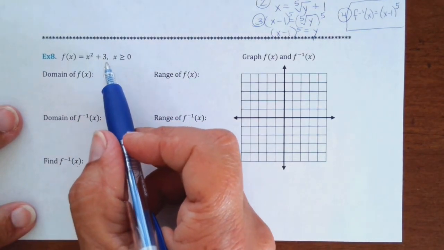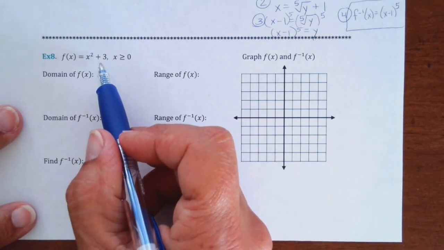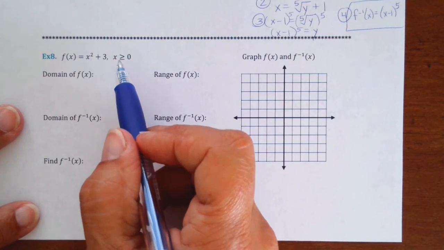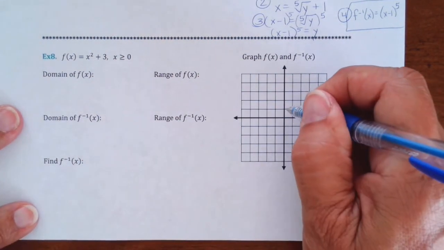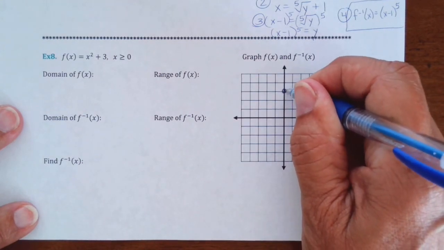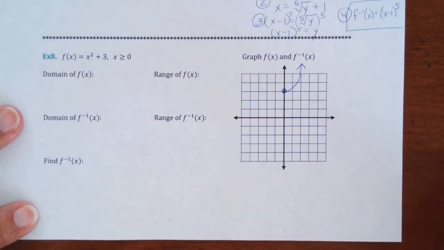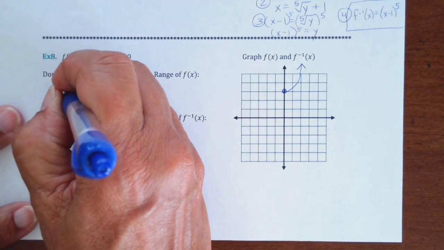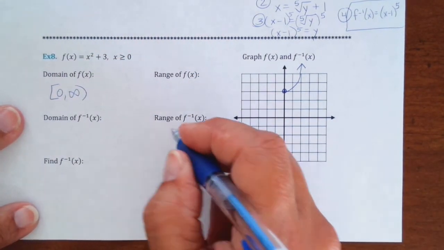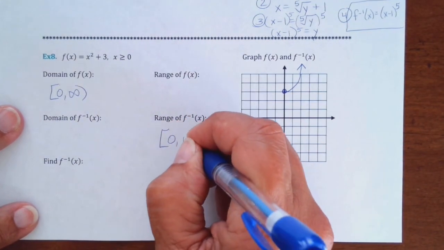All right, now here's a good example of that restricted domain. So this is a parabola. That would not be 1 to 1, but they're telling us we can only go from x is greater than or equal to 0. So this is a parabola that went up 3. So it kind of looks like that part of the parabola. So I already know the domain. X has to be greater than or equal to 0, which means that's the range of the inverse.